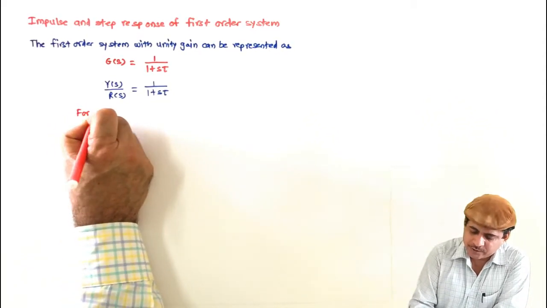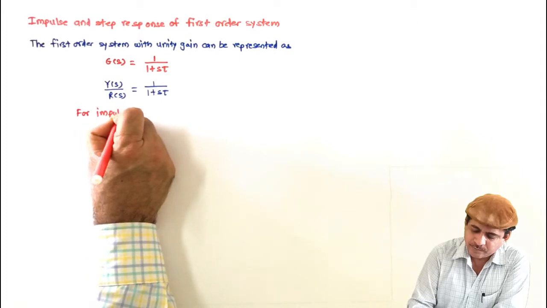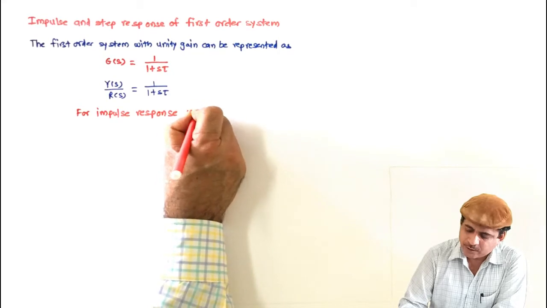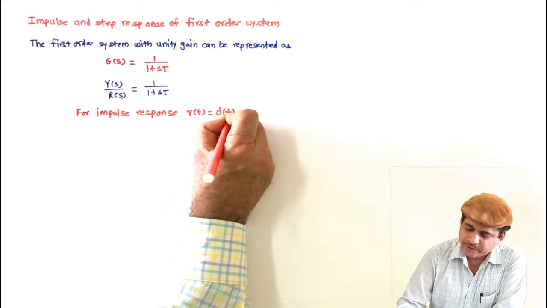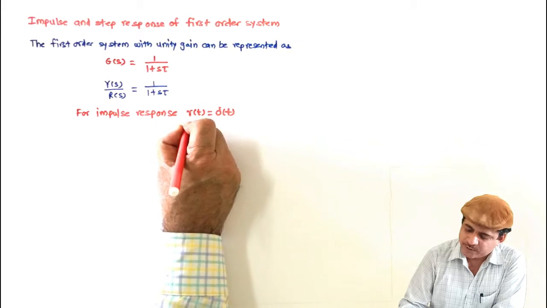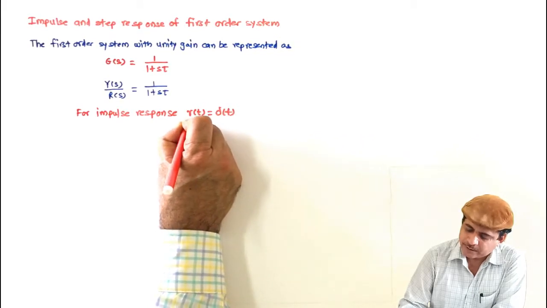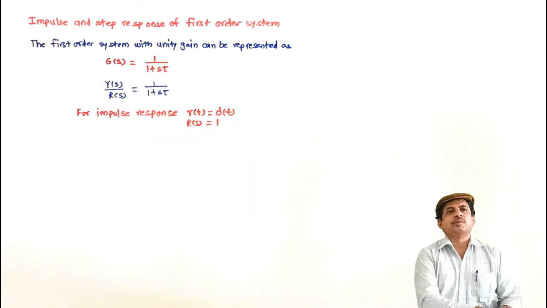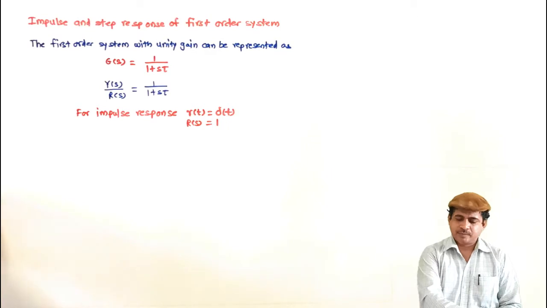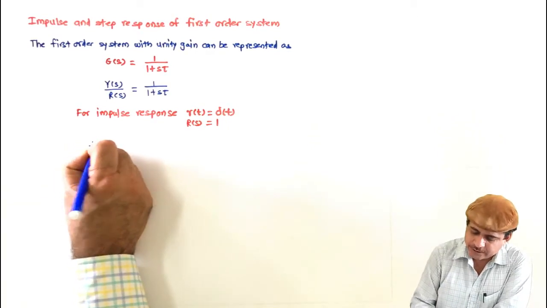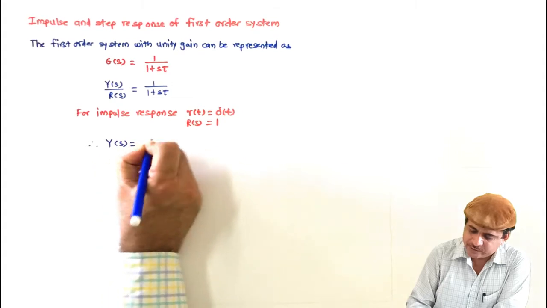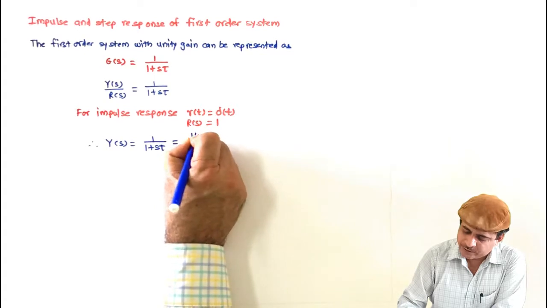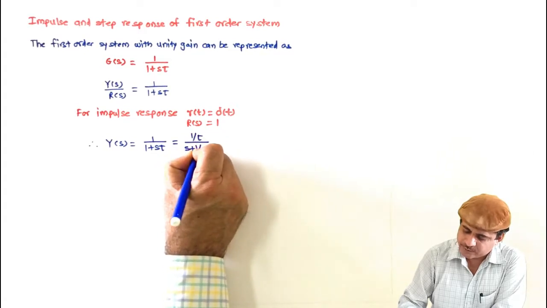For impulse response, R of t equal to delta of t, and its Laplace transform R of S is equal to 1, because Laplace transform of impulse is 1. So then we get Y of S is equal to 1 upon 1 plus S tau, and that is equal to 1 by tau upon S plus 1 by tau.